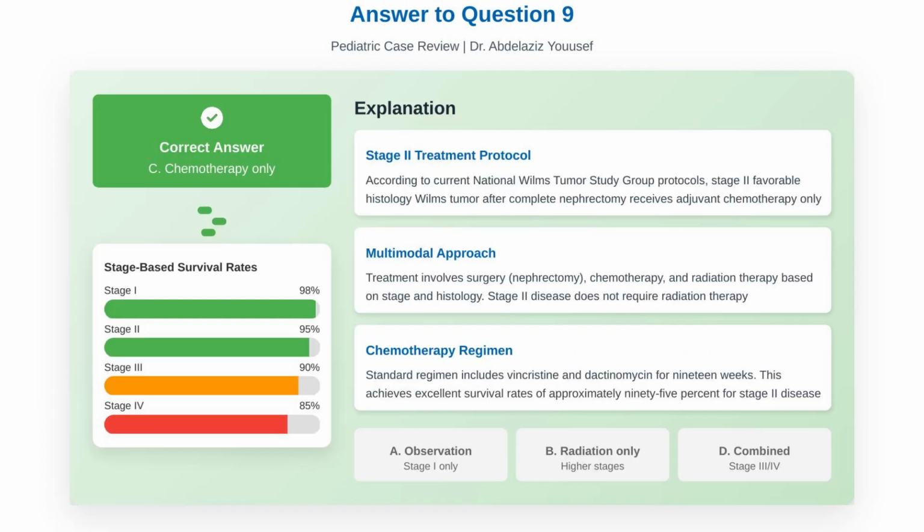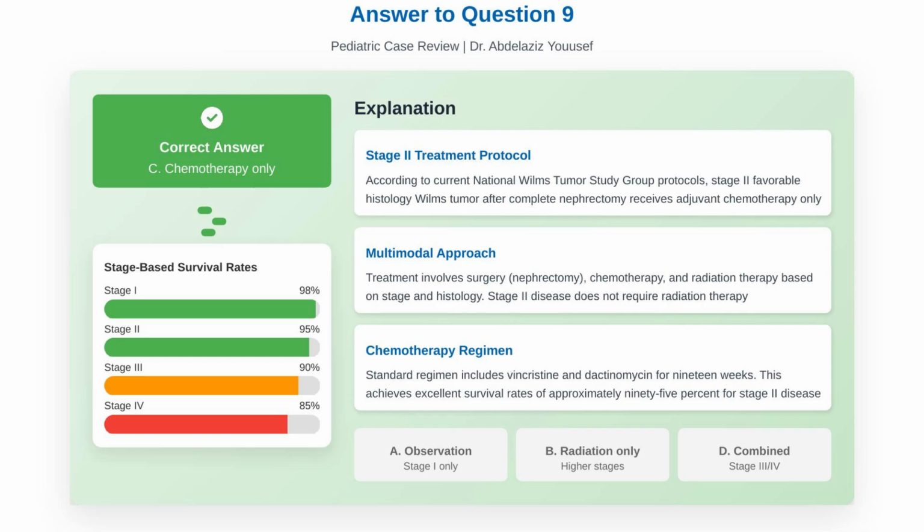The correct answer is C, chemotherapy only. According to current National Wilms Tumor Study Group protocols, Stage 2 favorable histology Wilms tumor after complete nephrectomy receives adjuvant chemotherapy only. The treatment approach for Wilms tumor is multimodal, involving surgery, chemotherapy, and radiation therapy based on stage and histology. Stage 2 disease does not require radiation therapy.